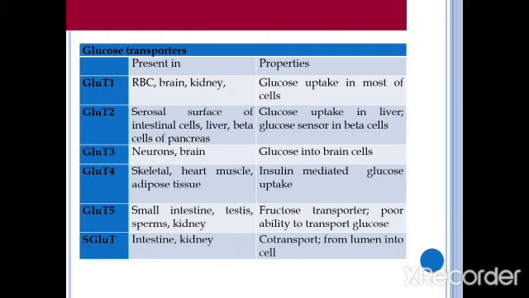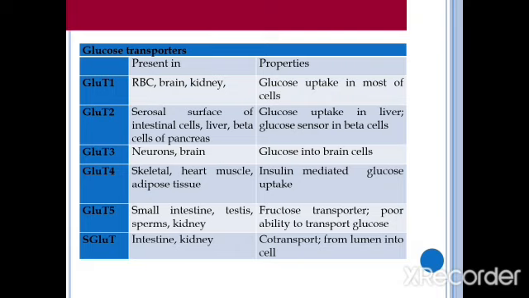The other glucose transporters are: glucose transporter 1, present in RBC, brain and kidney. Glucose transporter 2 is present on the serosal surface of intestinal cells, liver, and beta cells of pancreas. This is for the glucose uptake in liver, and it is a glucose sensor in beta cells. Glucose transporter 3 is present in neurons and brain.